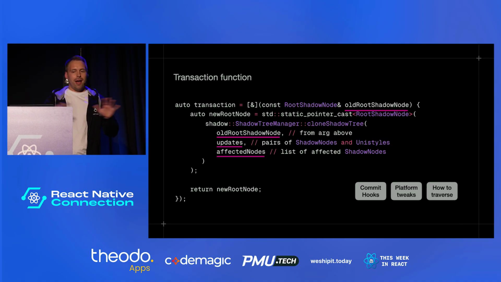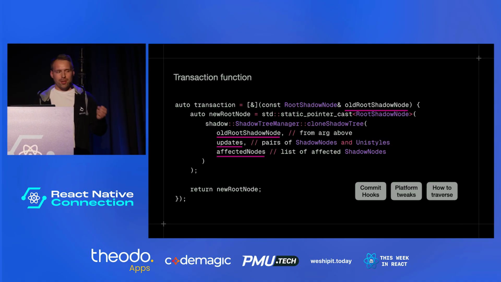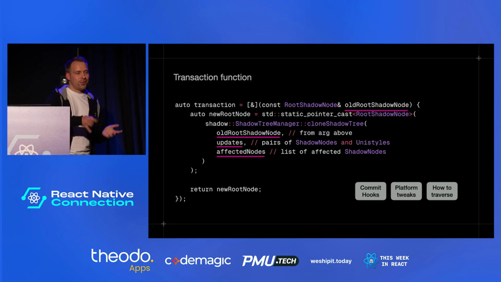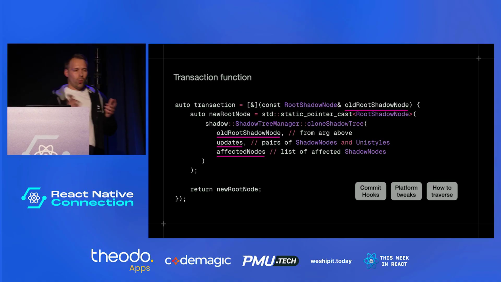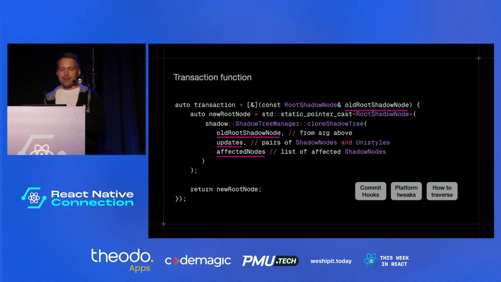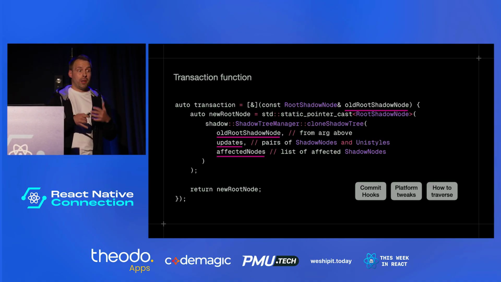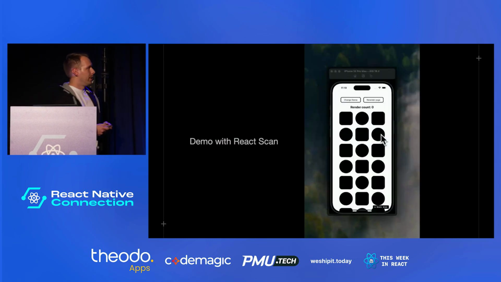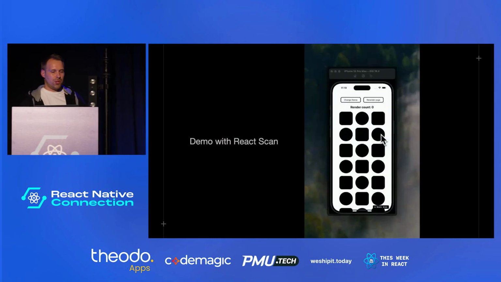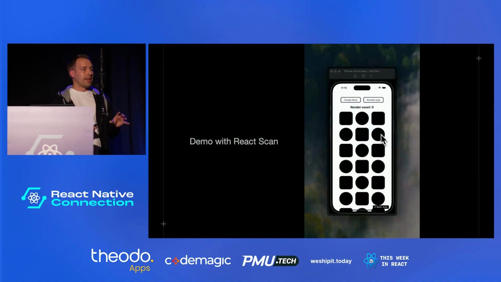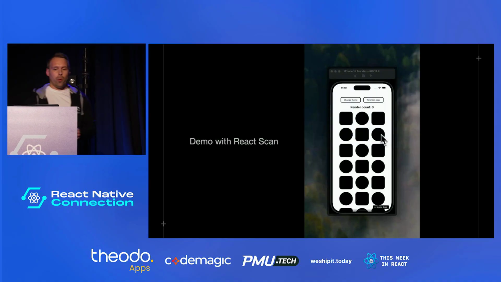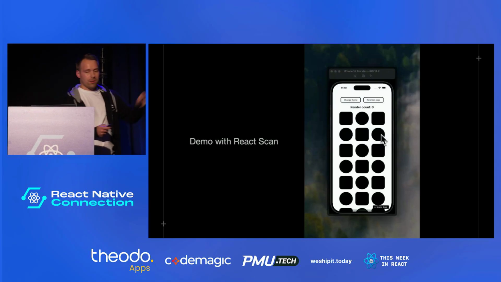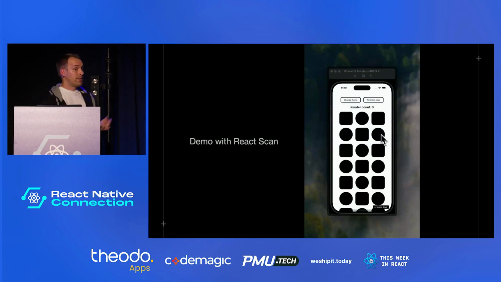Now, we did everything. We took shadow nodes from refs. We recreated your style sheets on the C++ side. We know which styles depend on which events. We can perform selective updates. And the result is here. So this is like a quick demo created with React Native Scan. So it will highlight components that re-rendered. And on the top, we have 2 buttons. The left one is change theme.